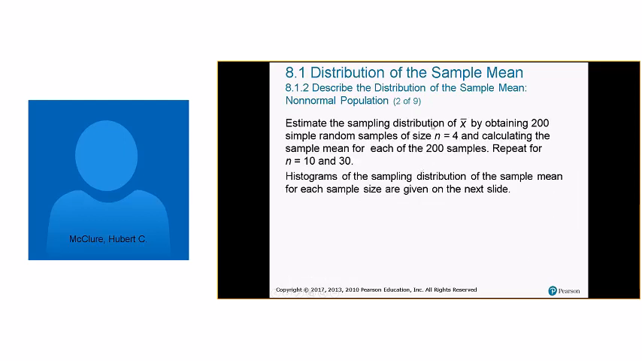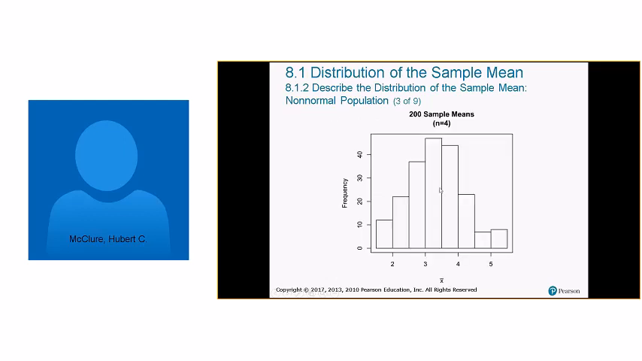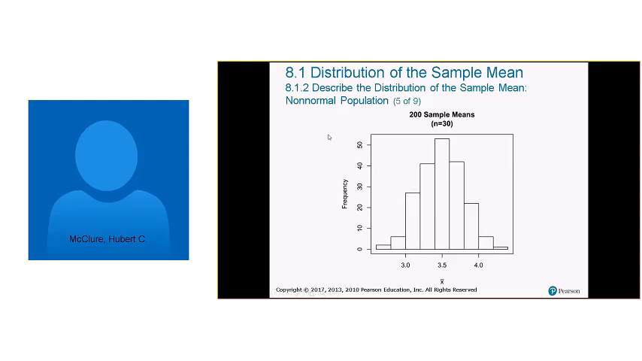Okay, this one says estimate the sample distribution of X bar by obtaining 200 simple random samples of size n is equal to 4. So instead of 5, you're going to pull up 4, whatever we got. And calculating the sample mean for each of the 200 samples, repeat for n is equal to 10 and 30, histograms, and they're just going to show you what they did. This is not testable, so I'm not going to go through it, they're just showing you what the means look like.